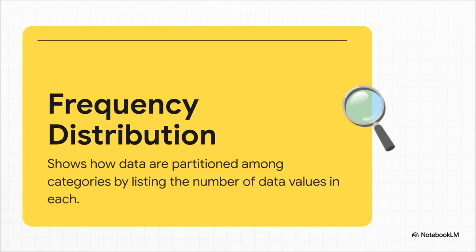So the solution to this mess is something called a frequency distribution. And don't let the name scare you. All it is, is a simple table that groups the data into sensible categories. We call them classes, and then just counts how many data points fall into each one. It's a really elegant way to bring order and clarity almost instantly.